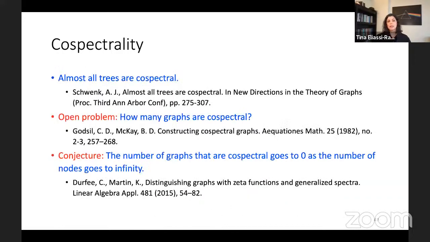Co-spectrality is interesting. Almost all trees are co-spectral. It's an open problem in terms of how many graphs are co-spectral. And there's a conjecture that as the size of my graph gets bigger and bigger, it's unlikely that it will have a co-spectral twin out there. So if I'm working on the Facebook social network, it's unlikely that there's going to be another network out there that has the exact same spectra and be different.